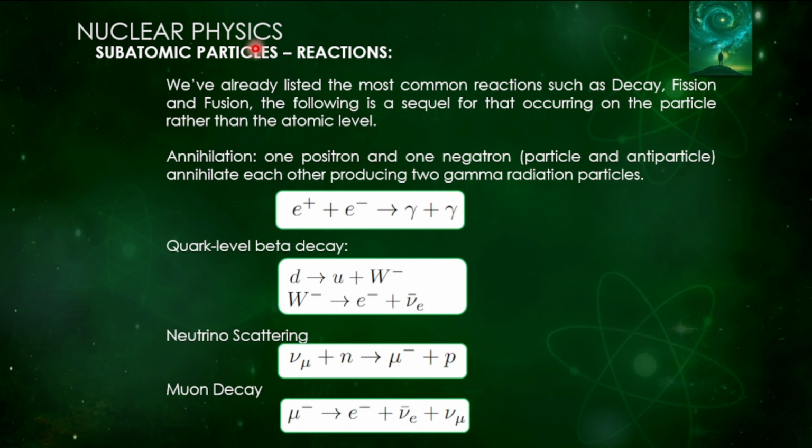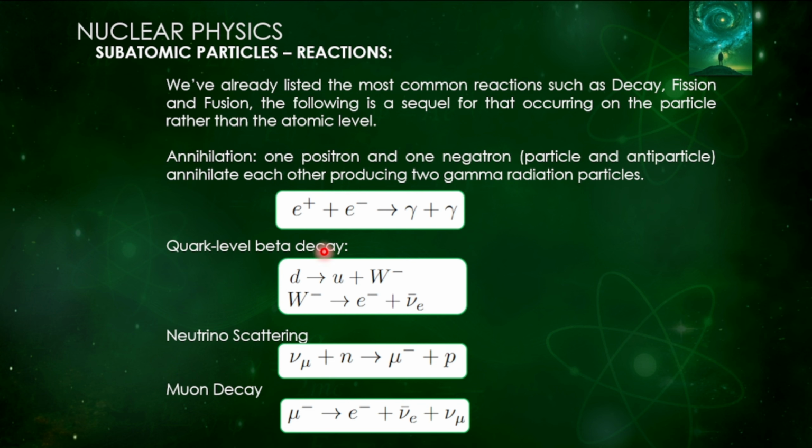All right, so we've already seen the most common reactions, such as nuclear decay, fission, and fusion. The following is a sequel for that, occurring on the particle level rather than the atomic level. So let's see these subatomic reactions. Annihilation: one positron and one negatron, particle and antiparticle, smashed together, annihilate each other, producing 2 gamma radiation particles. So it's a high energy transformation, and it can be triggered through the particle accelerator.